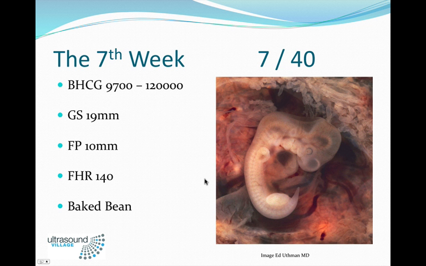Okay, 7 weeks. Beta HCG a bit higher still. Gestational sac, 7 millimeters bigger than it was a week ago. Fetal pole, 7 millimeters bigger than it was a week ago. Fetal heart rates increased to about 140. Now, I talked about the grain of rice at 6 weeks. It's a baked bean by the time it's 7 weeks, and this is what it looks like.